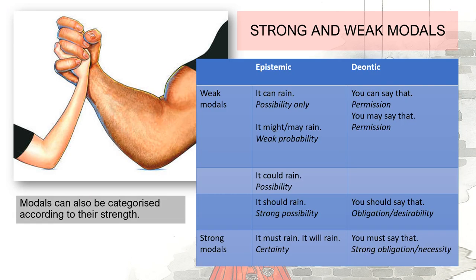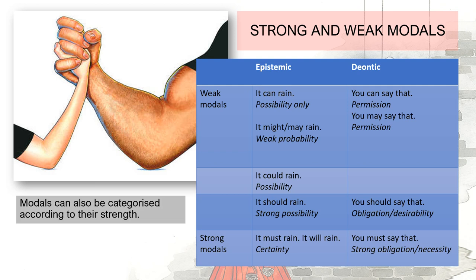We can also categorize modality in terms of its strength. Within both the two main divisions of modals, the epistemic and the deontic, there are variations in terms of how strong the modality is. So let's have a look at the epistemic modality there. It can rain, or it might or may rain. These are quite weak in their expression, in that "it can rain" just expresses the possibility and doesn't really give any indication of chance. "It might" or "may rain" gives a sort of weak probability.